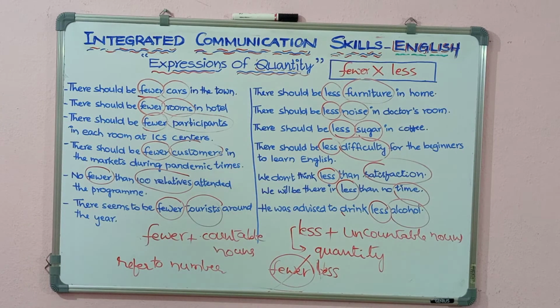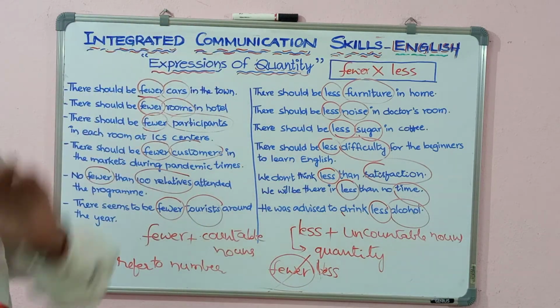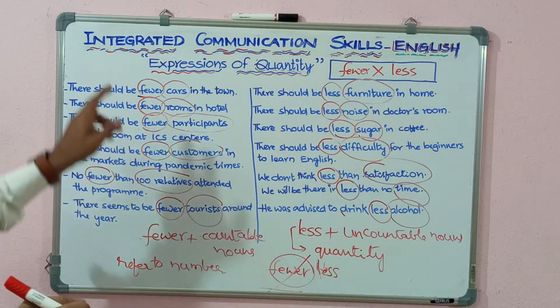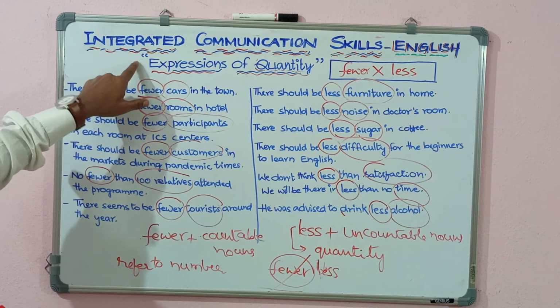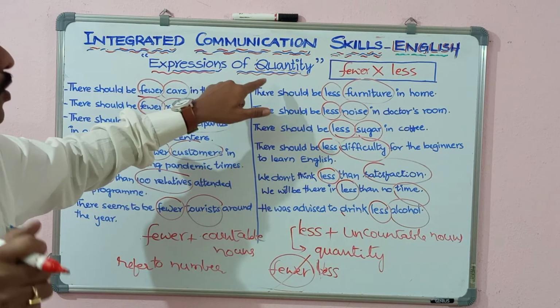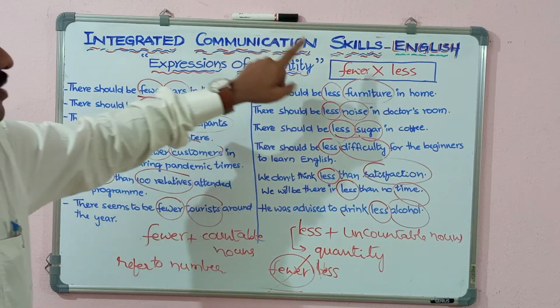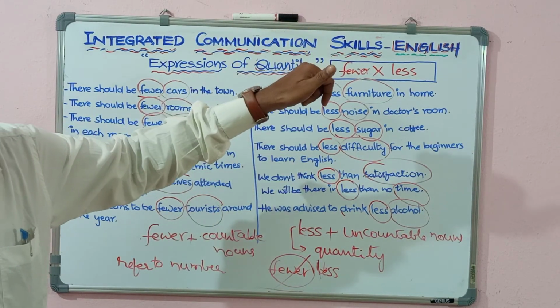So regarding our integrated communication skills program, in our Interchange 4th edition, in the second chapter, the grammar focus is expressions of quantity. This is how we have to express the quantity using fewer and less. Okay, got it? Thank you one and all.